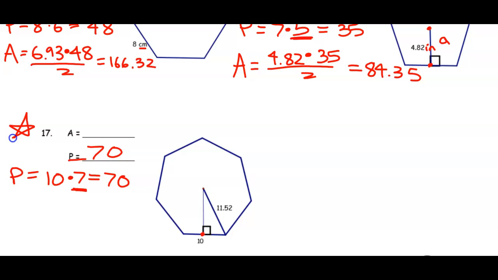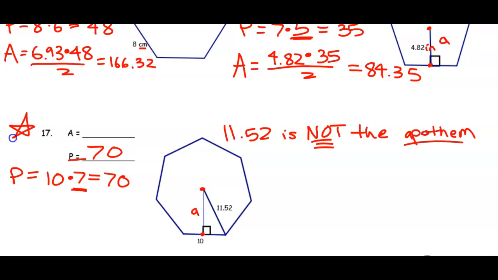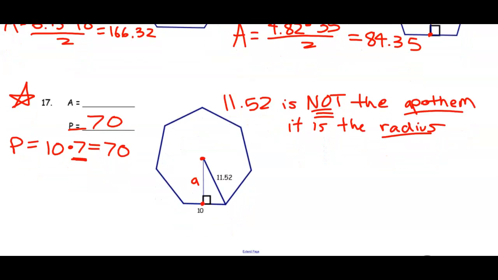Okay. Cool. Here's the thing you don't know. You don't know the apothem. Isn't the apothem from the center to the midpoint? Right here. Okay. 11.52 is not the apothem. It is the what? If it goes to a vertex, it is the radius. Wow. So I don't know the apothem, but I know the radius.